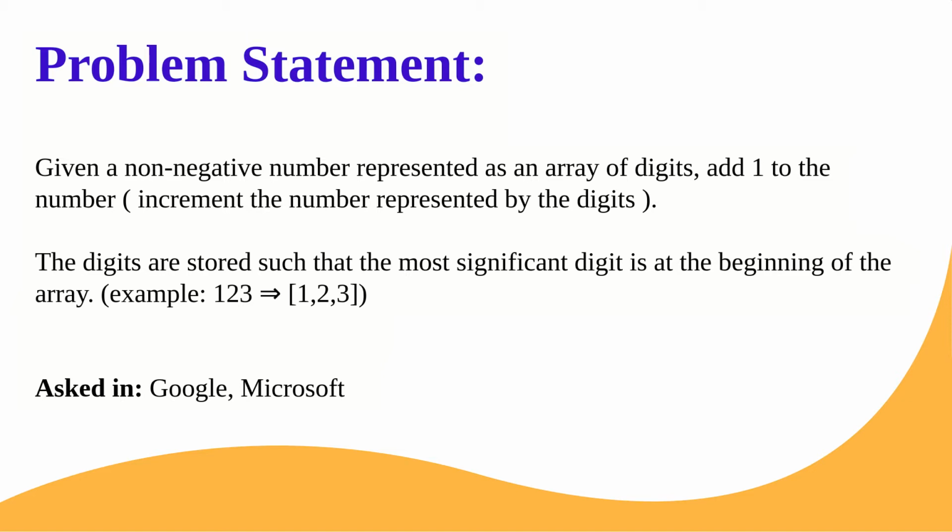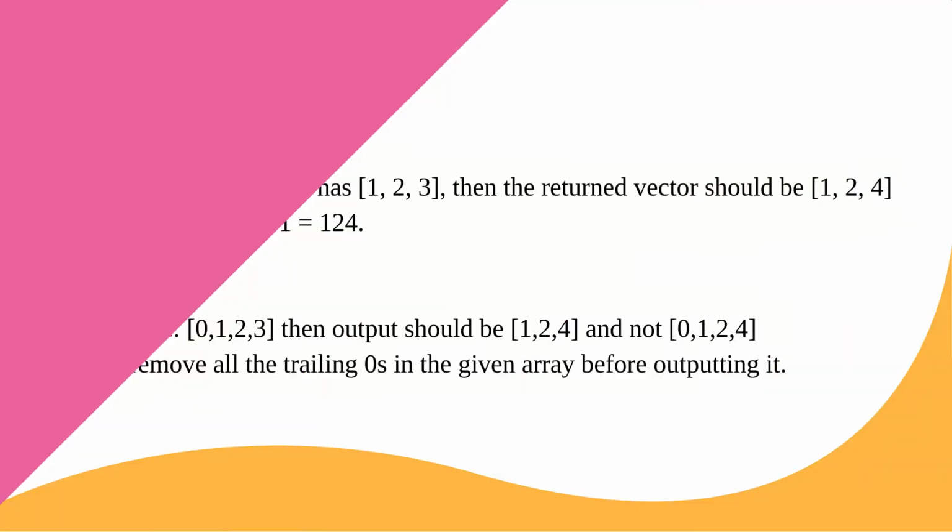The digits are stored such that the most significant digit is at the beginning of the array. For example, if the number is 123, then it is represented in an array as 1, 2, 3. As you can see, the most significant digit, which is 1, is present at index 0, that is at the beginning of the array. This is a very important problem to understand how to deal with such numbers when they are represented in the form of an array. It has been asked in Google and Microsoft interviews previously.